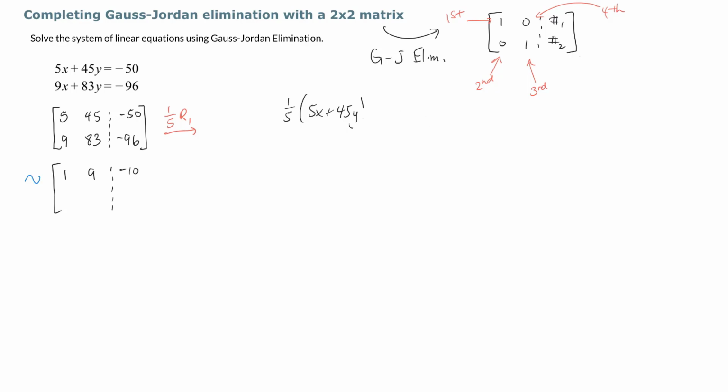It's pretty cool because you're being very, very neat. You're keeping all your x's in one column, y's in another column, and your constants in another column. So work down when you're working with matrices. Do not work across. All right, what is row 2? Row 2: 9, 83, and negative 96. Our goal now is to get a 0 underneath that 1. So we're going to pivot from row 1: negative 9 times row 1, add to row 2.